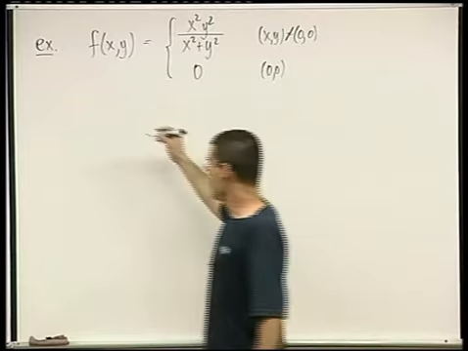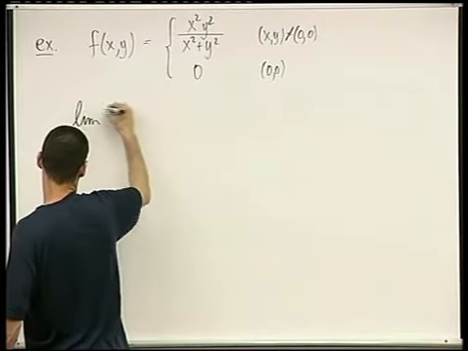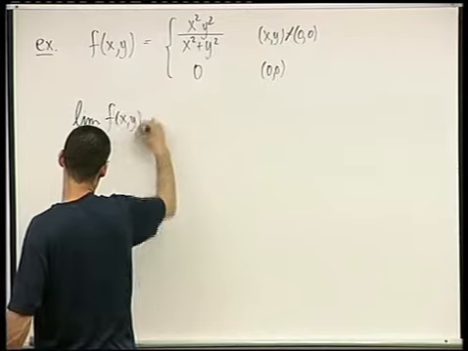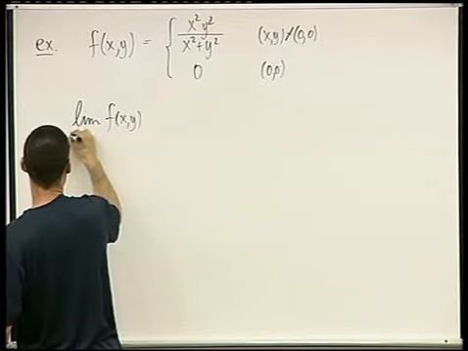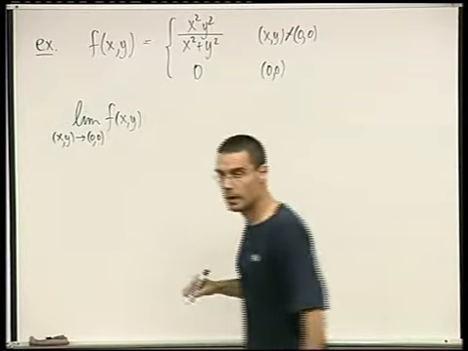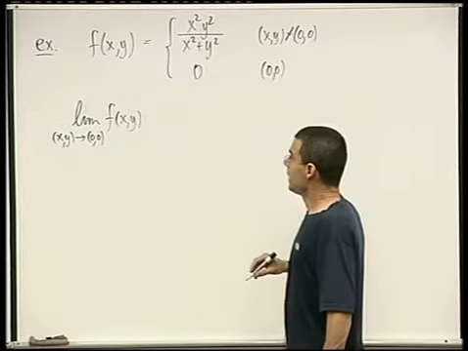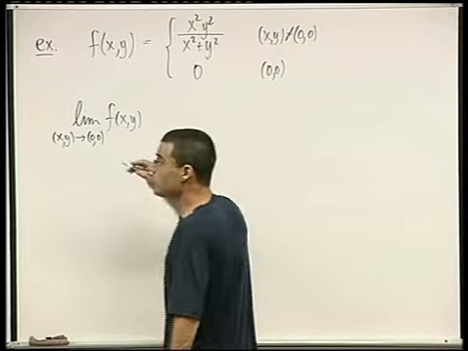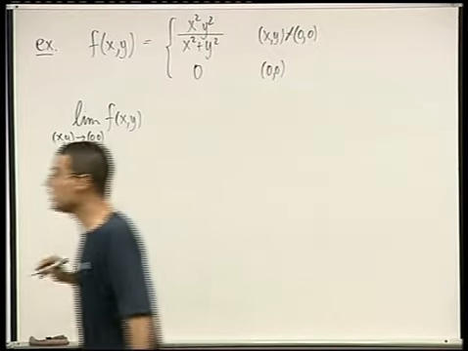And I want to calculate the limit of f(x, y) as (x, y) goes to (0, 0). Okay? So what is this limit? So I'm going to use that theorem. Let's take a peek again at the theorem.